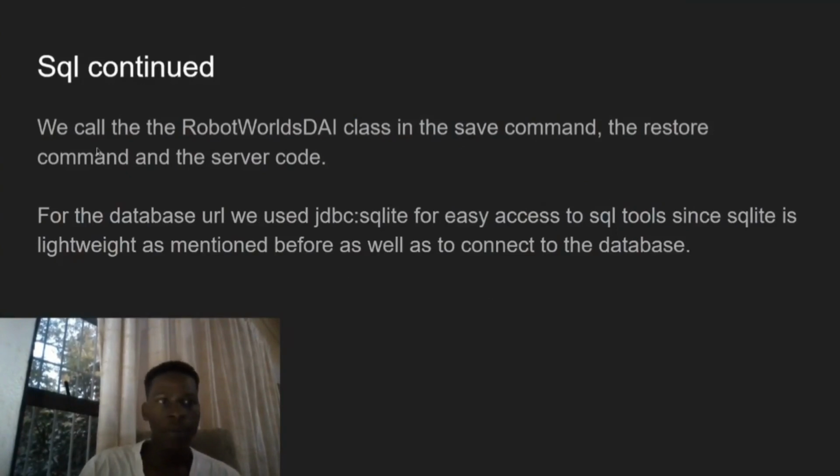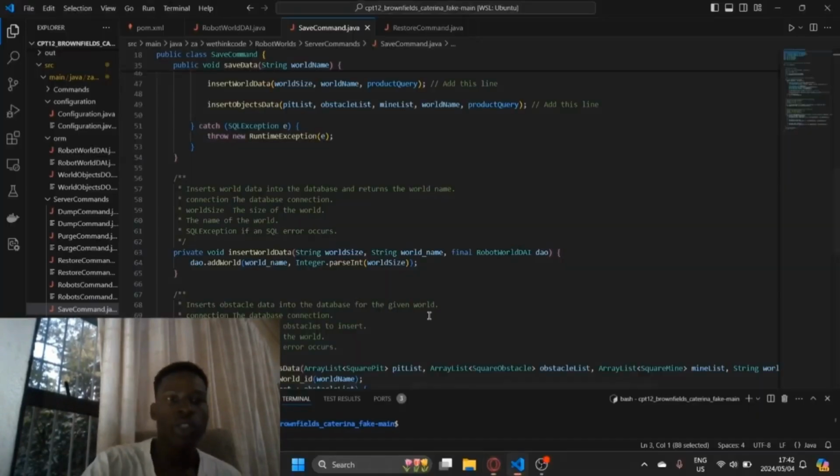So yeah, I've already explained this. We import it inside of the save command and the restore command so that the database will be able to be saved just in case something terrible happens or all the data is lost. So we have a backup of the data so we can use it to restore the world and such.